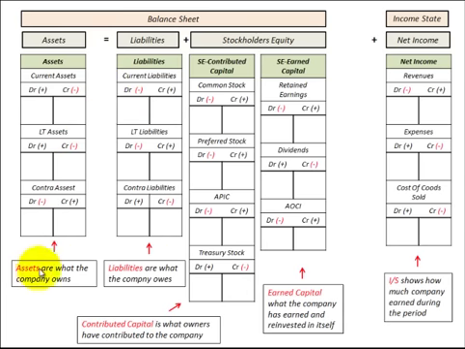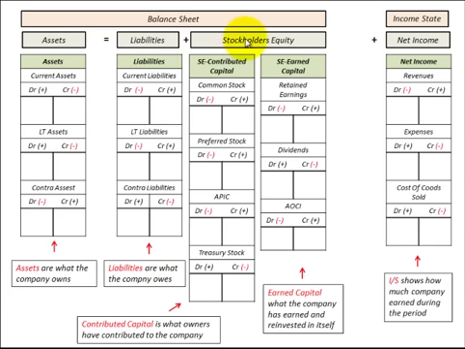So assets are what the company owns. That's what it owns. And let's come over here to liabilities. I just broke it down here by current liabilities, long-term liabilities, and then contra liabilities. Liabilities are what the company owes.